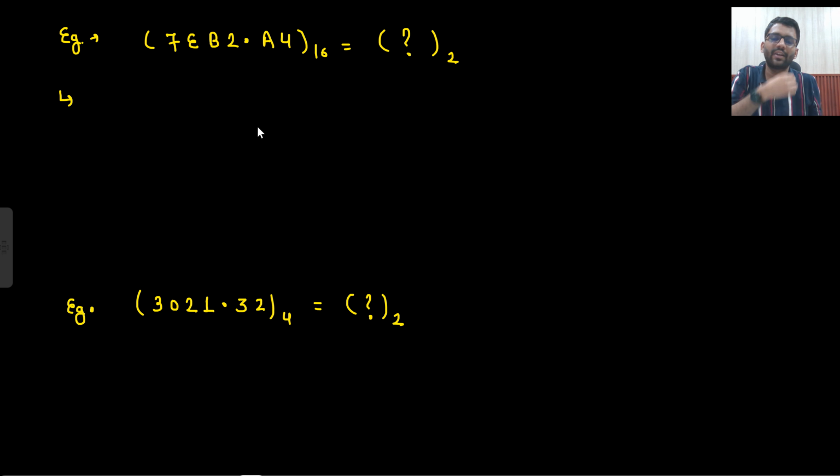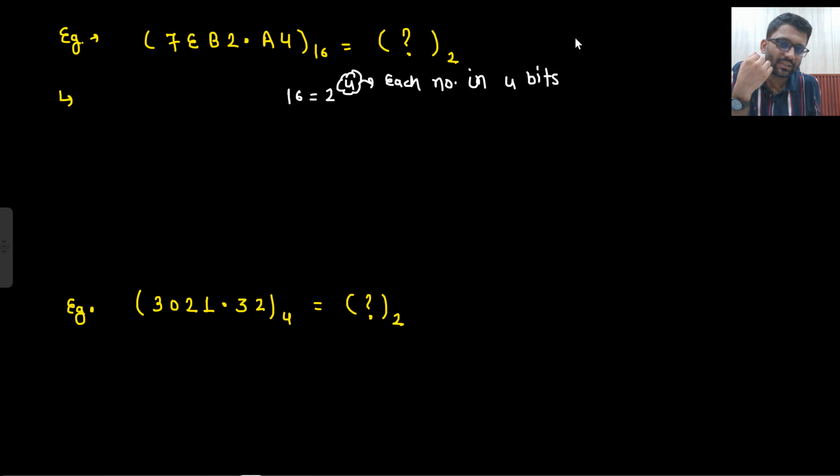Now you are converting to hexadecimal. So what is 16? 16 is 2 to the power 4. So each number in 4 bits. What will be the 4 bits? 8 4 2 1. So 7 can be denoted as 0 1 1 1. Then E: A B C D E. What is E? E is 14.